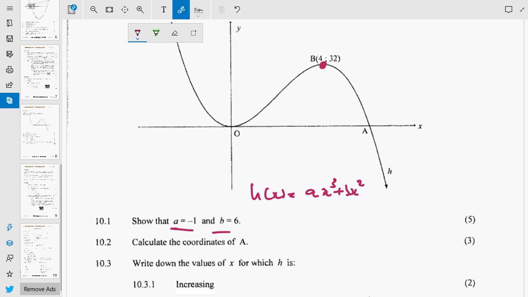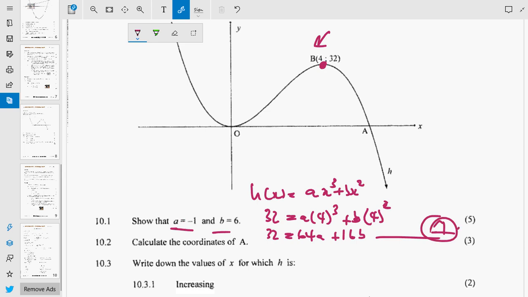Now, if you look, point B lies on this graph of h. So this means point B must satisfy this equation. So when I substitute 4 in this equation, I must get 32. So what am I going to have there? I'm going to have 32 is equal to a times 4 cubed plus b times 4 squared. And there I'm going to have 32 is equal to 64a plus 16b. So I'm going to say this is equation 1.